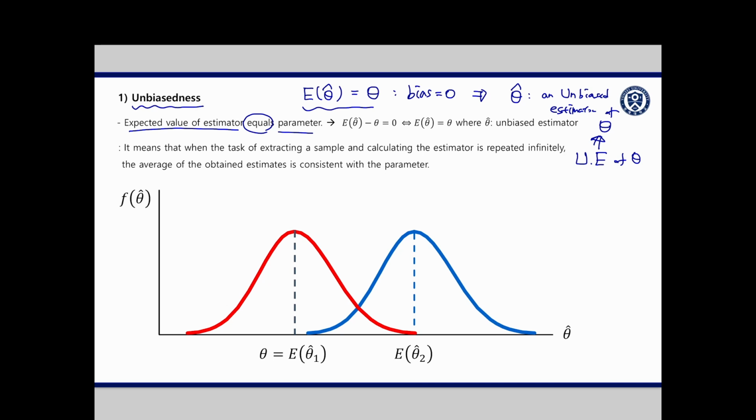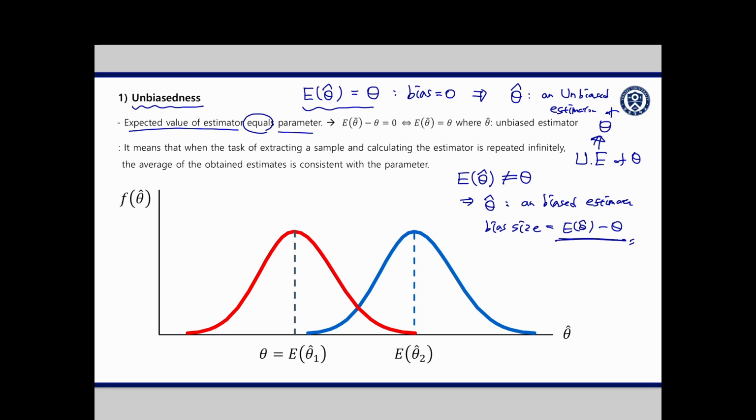Conversely, if the expected value is not equal to theta, then theta hat is called a biased estimator, with the bias equal to the difference, like this.